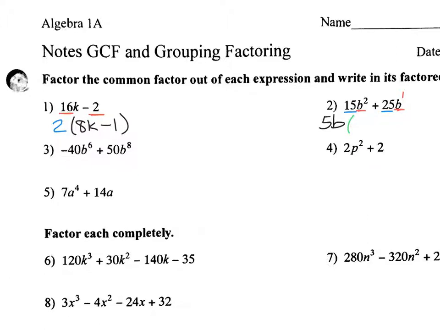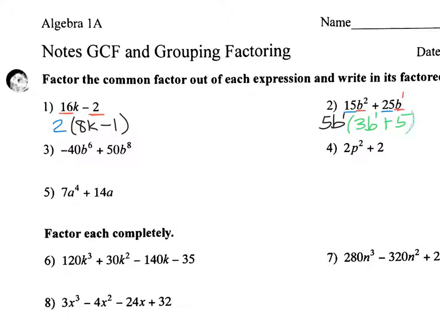5 times what's 15? 3. I took 1B out, so that still leaves a B, because I had 2 to begin with in that first term. Plus, 5 times what is 25? 5. I took the 1B out right here. That B is out right here. So that is its factored form.